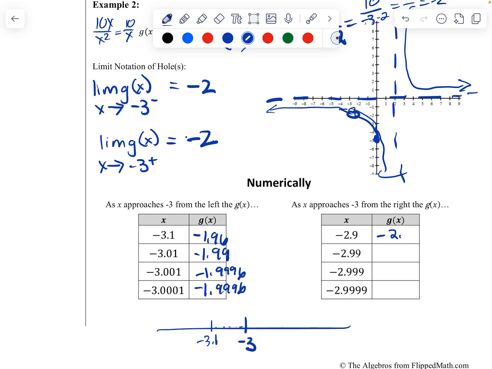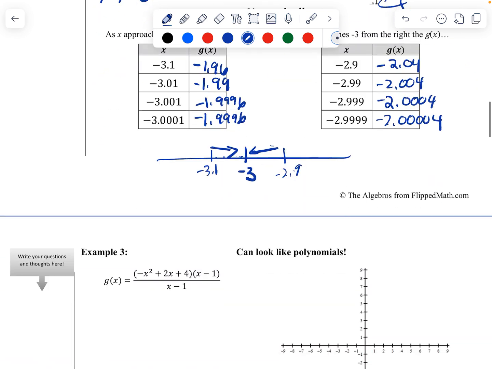Negative 2.9, negative 2.04. Add another 9, negative 2.004, negative 2.0004, negative 2.00004. So you can see how either direction, right, if this is negative 2.9, as we move closer, our values are getting to negative 2.